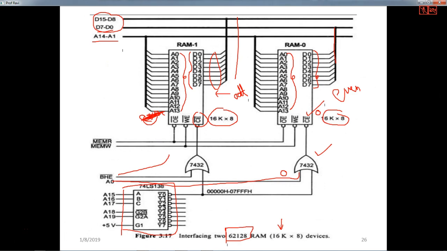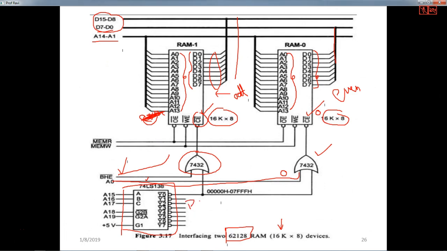And coming to the connection of output enable, write enable, and chip select. The chip select means this memory has to be enabled. This is the odd bank, so it can be enabled by BHE, and this is the even bank, which can be enabled by A0. These two signals are used to select the banks, and this is done through 7432. Right. So now, you have Y0, Y1, Y2, Y3, Y4, and this is the decoder we initially look into.